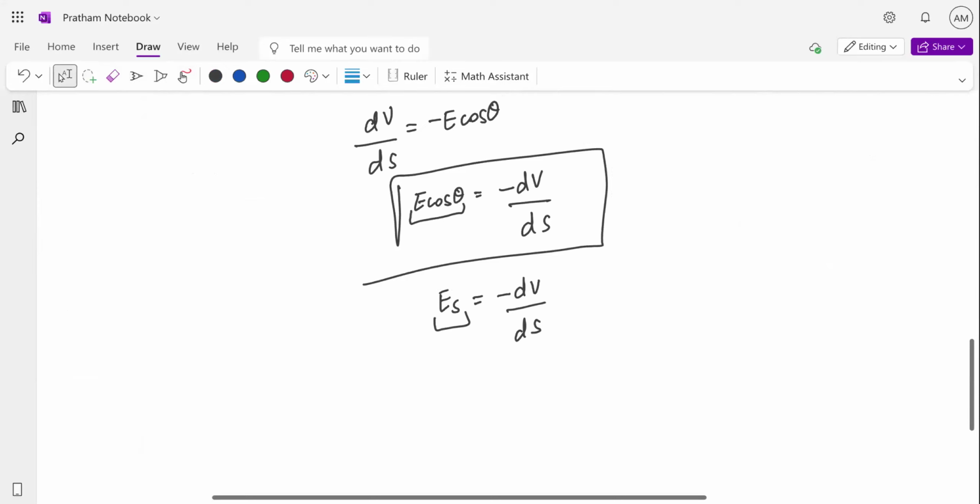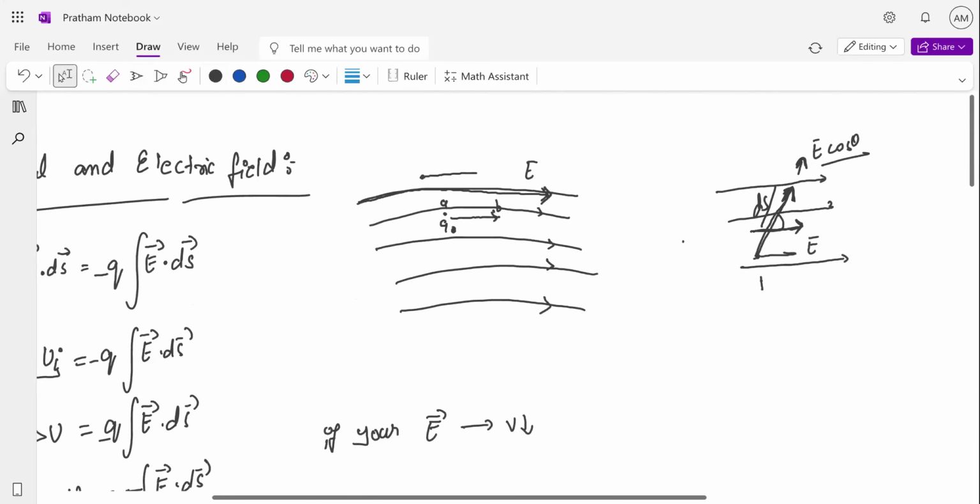Is that clear? Basically you should be clear with the directions. If I'm writing E cos theta, it means I have taken the component of electric field which is in the direction of displacement. If I'm taking the net electric field over here, it means I'll be taking the displacement in the direction of electric field. Make sense?